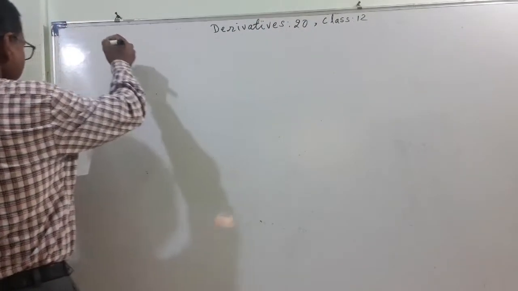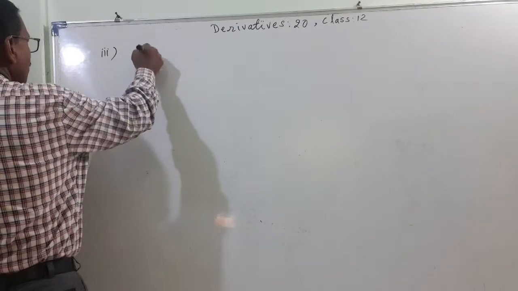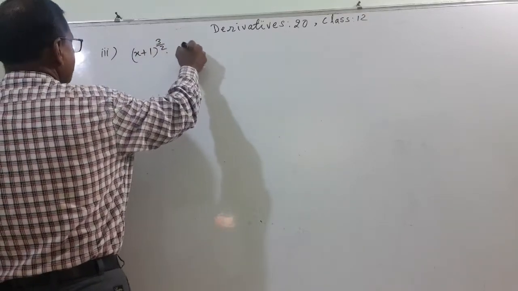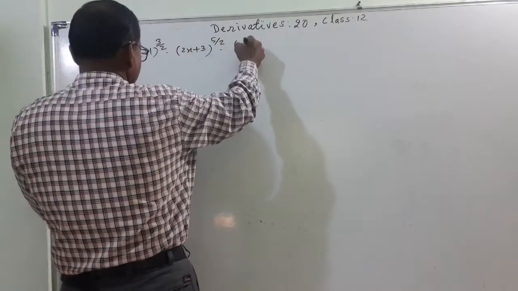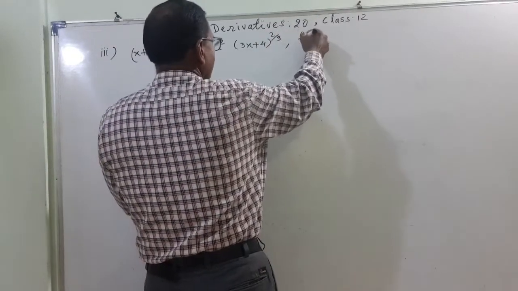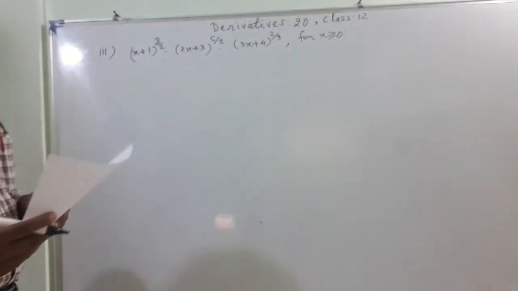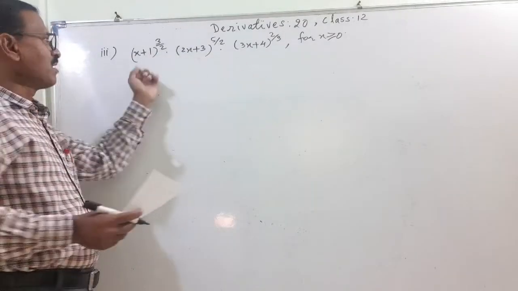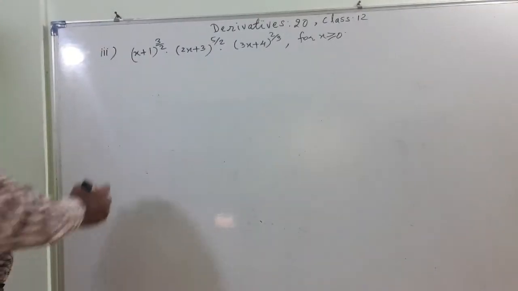Now the third one. X plus 1 raised to 3 by 2 into 2x plus 3 raised to 5 by 2 into 3x plus 4 raised to 2 by 3 for x is greater than or equal to 0. X is greater than or equal to 0 means x is not negative, means this value is not coming negative. If this value comes negative, then log is not possible. That's why they have stated. Nothing to worry for that.